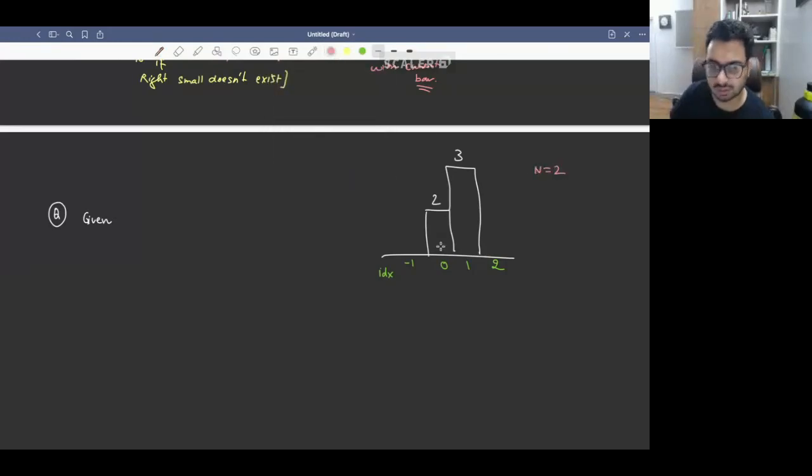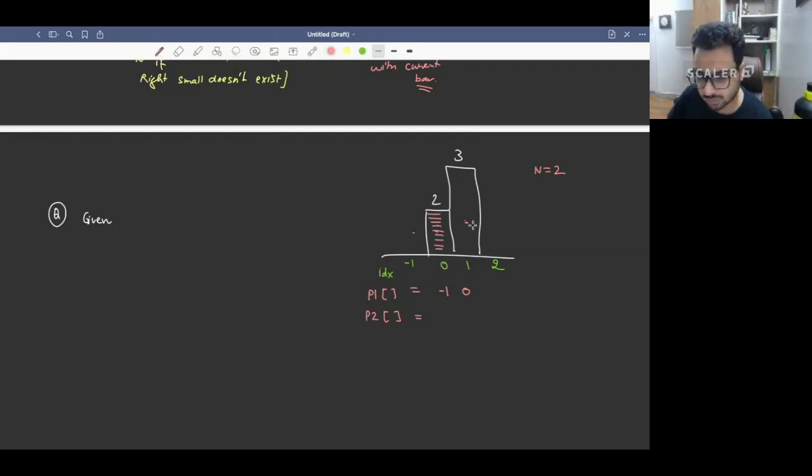So what I'm saying is you will compute the P1 array. You will also compute the P2 array, right? So P1 array, look for the smaller element to the left of 2. I don't have anything, put -1. Look for a smaller element to the right of 3. I don't have anything. No, I have this bar which is of height 2. What is the index of this bar? 0. Fine.